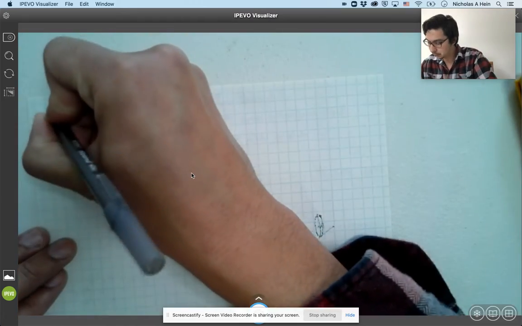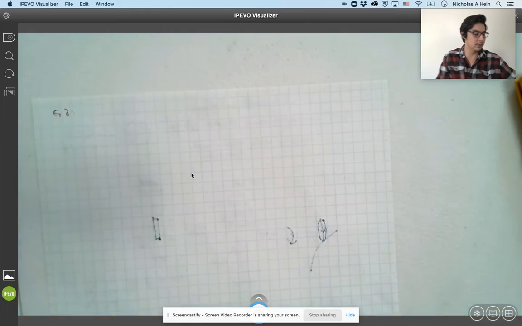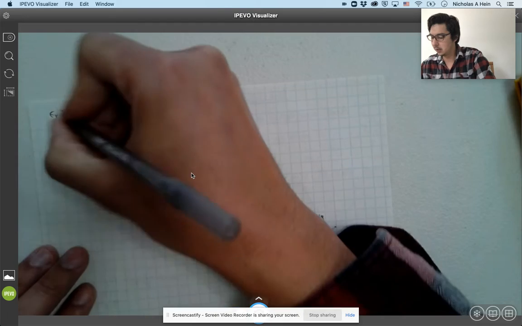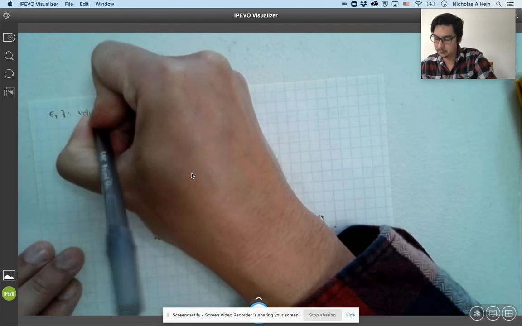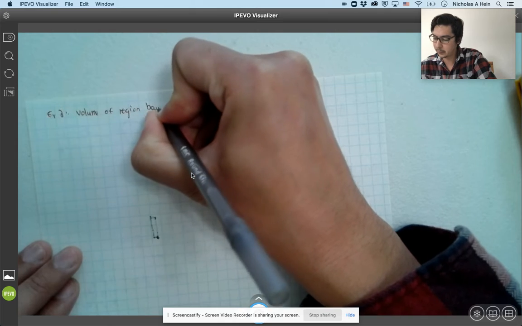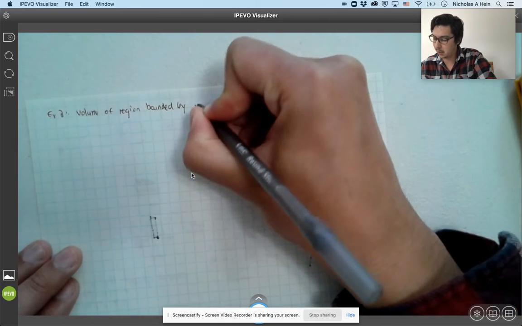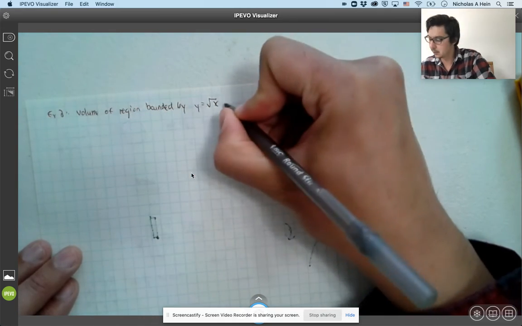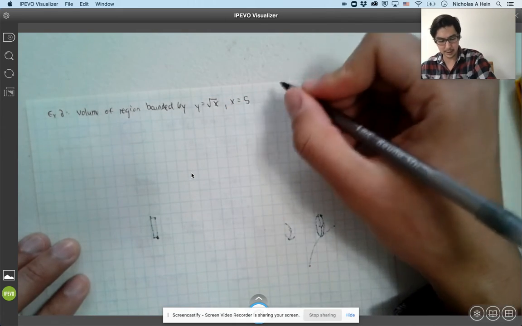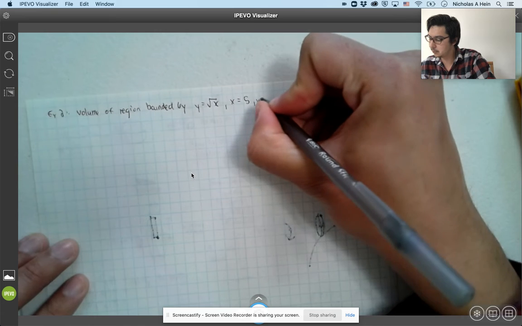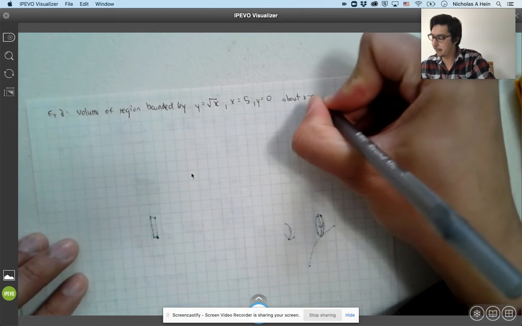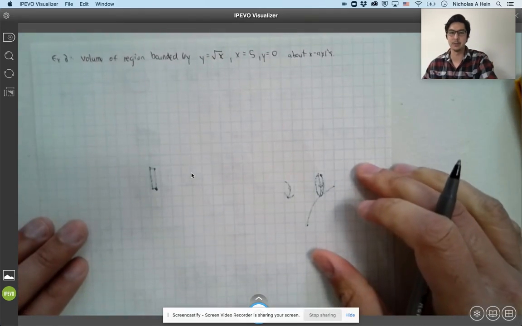Let's look at a second example. Example 2. Let's do the volume of the region bounded by y equals root x, x equals 5, and y equals 0. And we're going to rotate about the x-axis. Okay. So let's do this one.